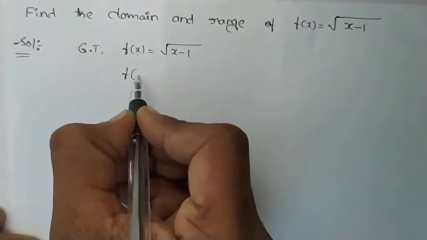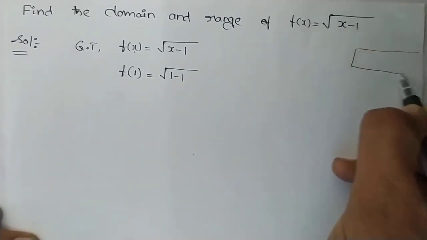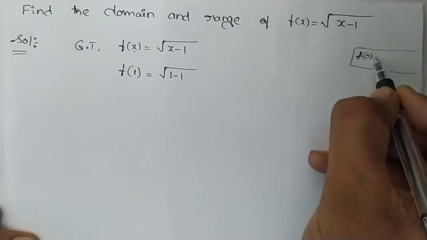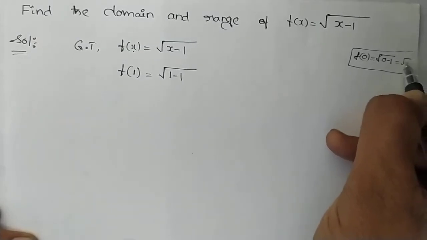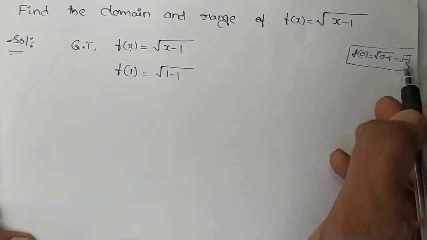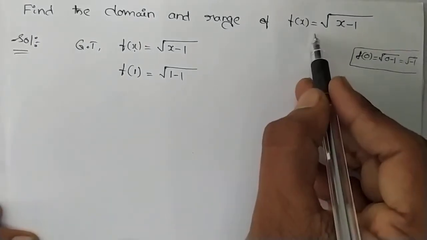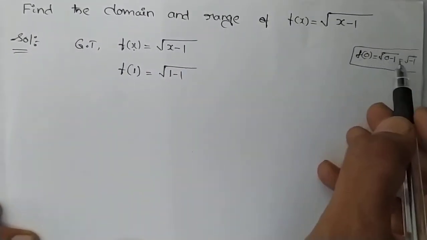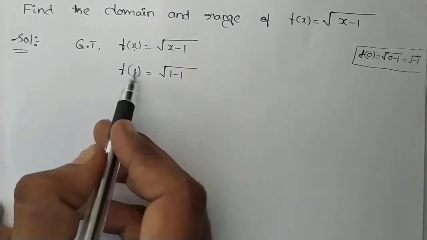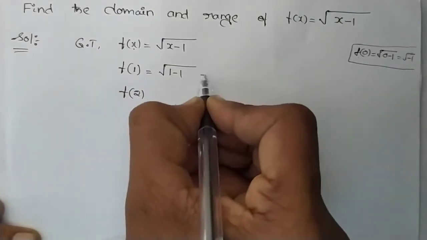Let us take the value 1: f of 1 equals square root of 1 minus 1. Once again, if we take f of 0, then square root of 0 minus 1 will come, then square root of minus 1. If it is square root of minus 1, it will be a complex number. Therefore, complex numbers are not defined in this real function, so we should not take the value 0. From 1, we are taking the values. f of 1 is square root of 1 minus 1, which is 0.